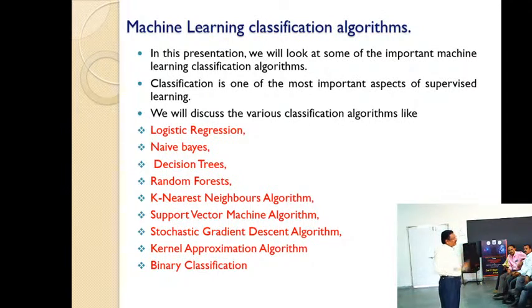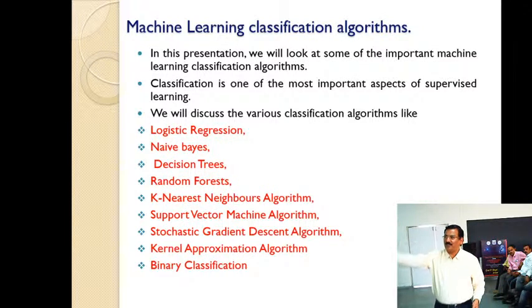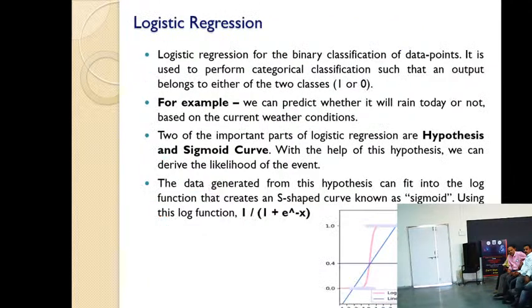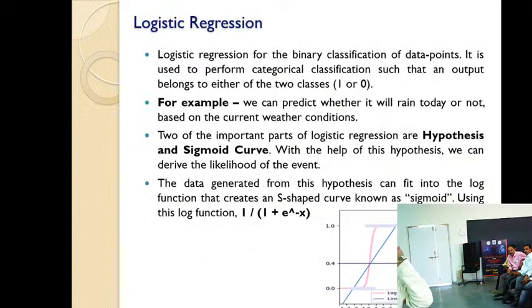So friends, that is why you need to think about your database. What kind of database you have and what kind of classification techniques you are going to use is more important. There are so many techniques; I can go through them one by one. This is the regression method. Now you can see here the regression method: we can predict whether it will rain today or not based on the current weather conditions.